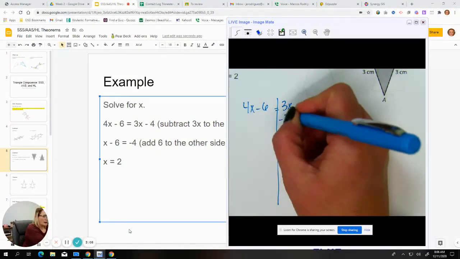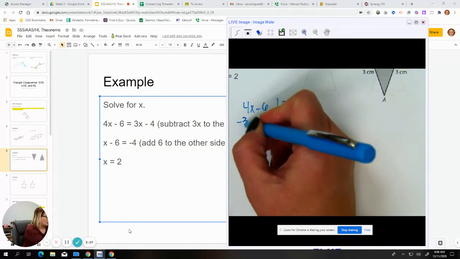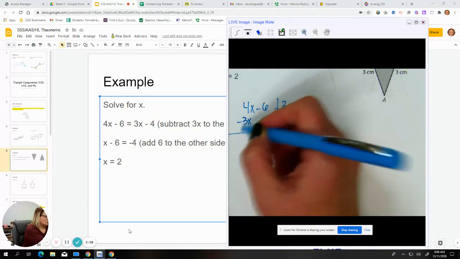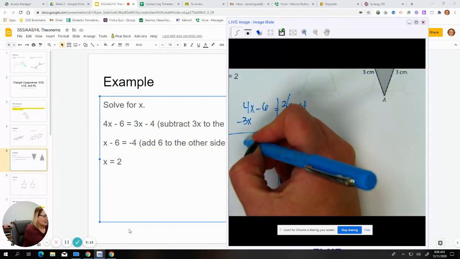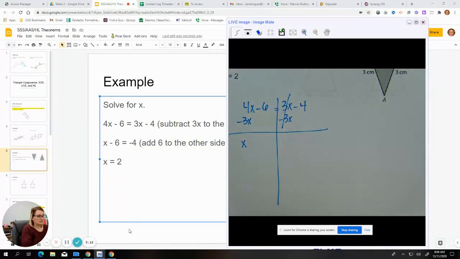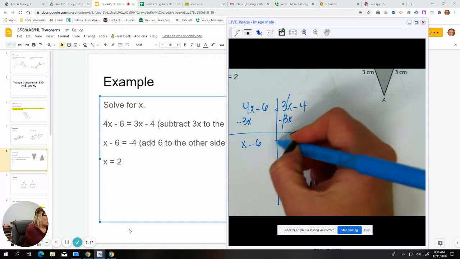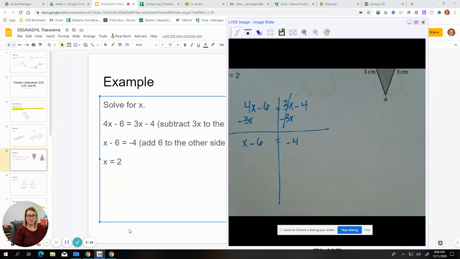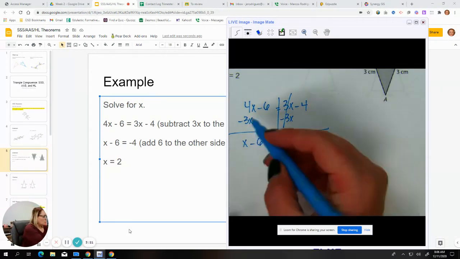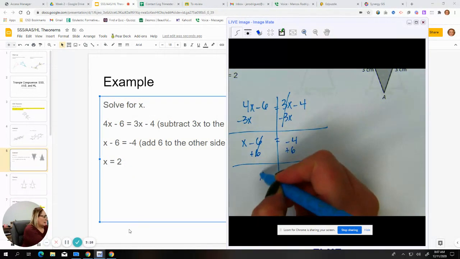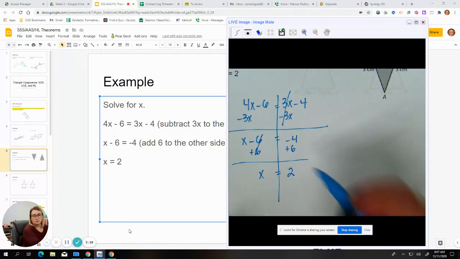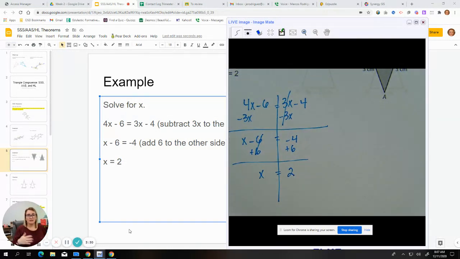So we're going to subtract 3x. And you do an x to an x, so it cancels here. 4x minus 3x is 1x, or you can just say x. Everything else comes down and stays the same. And then we will add 6 to the other side, and x is equal to 2. And so that is all we need to do.